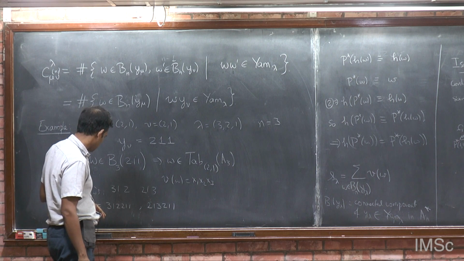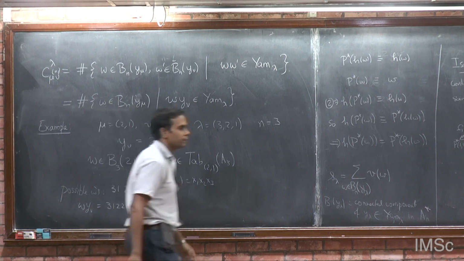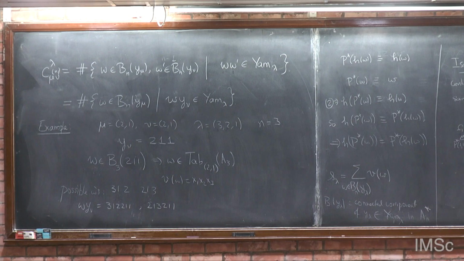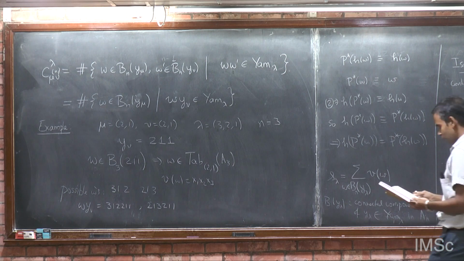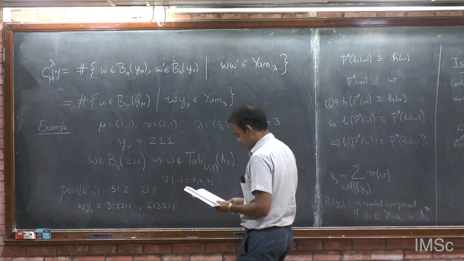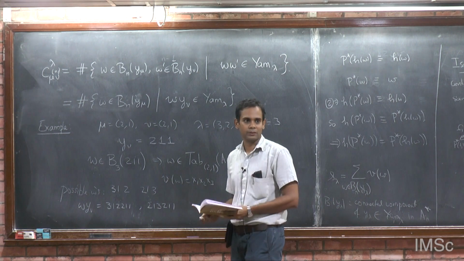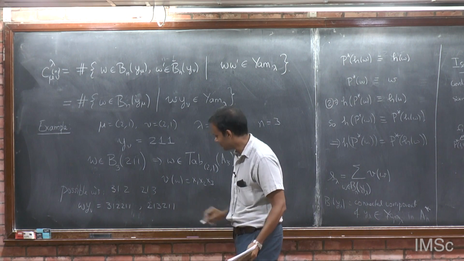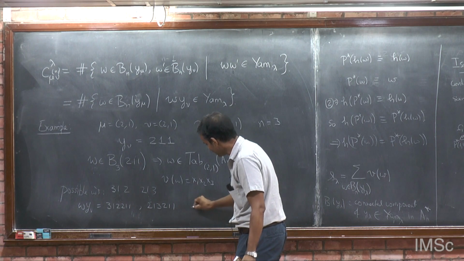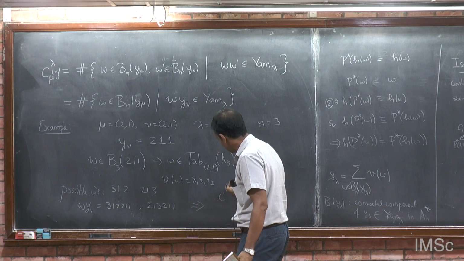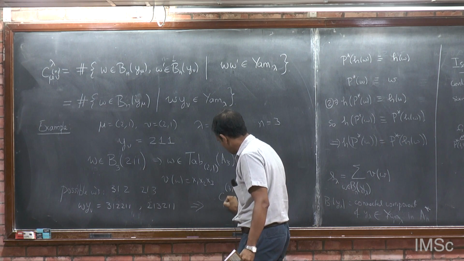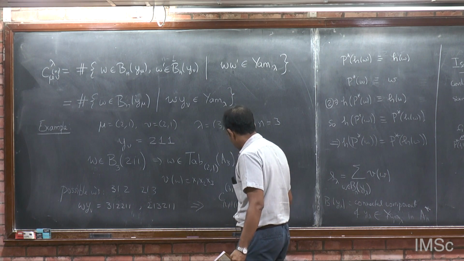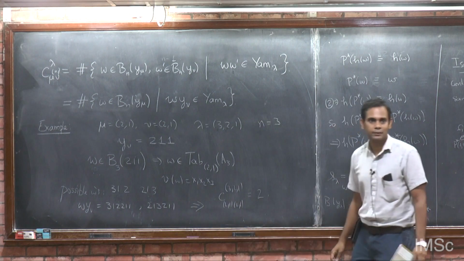Yeah, 2 1 3 2 1 1. Yeah, they are both Yamanouchi. Somehow in my notes I had concluded this is not Yamanouchi. So, this implies that the coefficient c of 3 2 1, 2 1, 2 1 is 2 in 3 variables.